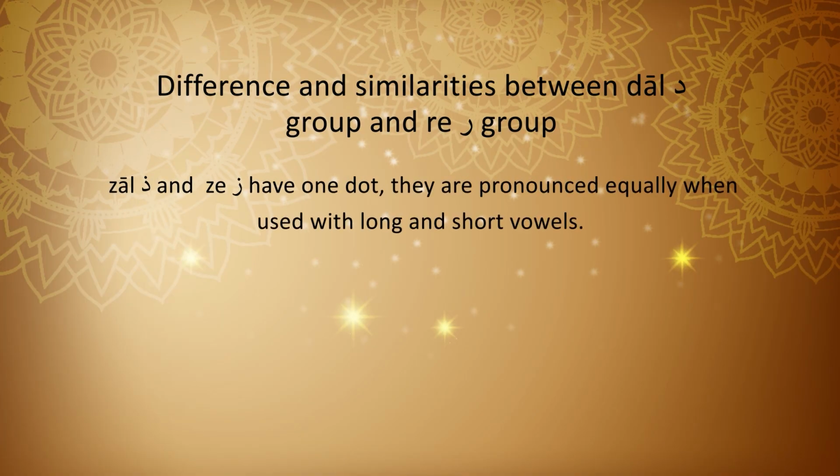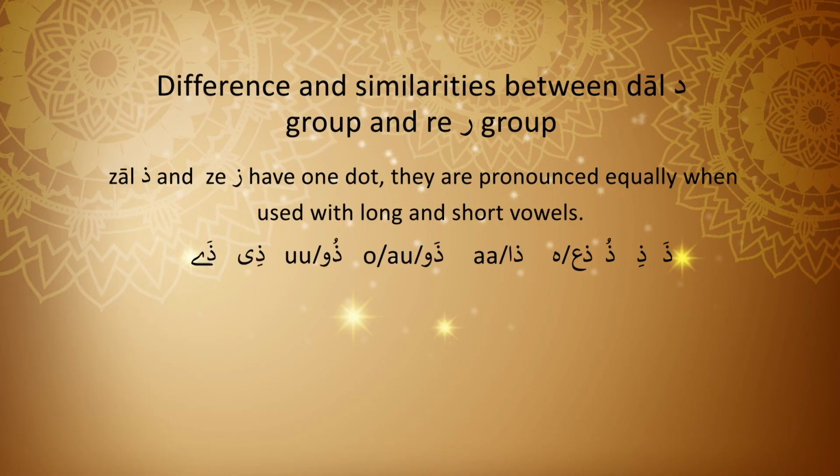Zal and Z have one dot. Okay, Zal and Z have one dot. When Zal will turn into short form, it will look like Z, but we have to know the difference. And second thing, what is similar in them, they are pronounced equally when used with long and short vowels. When we will use them with long vowels and with short vowels, they are pronounced equally.